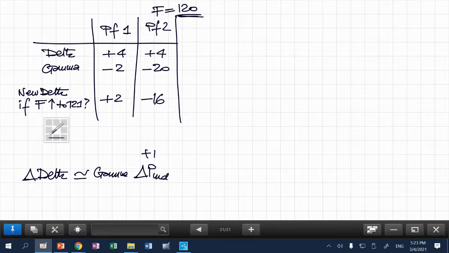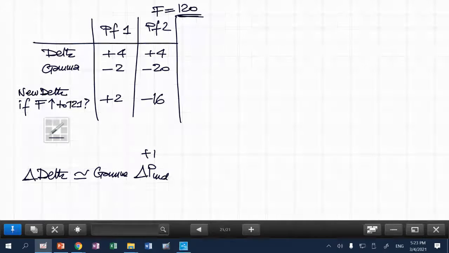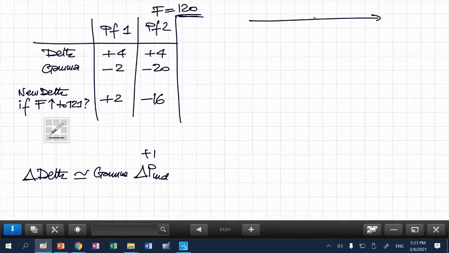Let me add another thing. So for portfolio 2, I start with positive delta and end up with negative delta. Imagine I ask you another question. Imagine the price moving from 120 to 121. There must be some point in between 120 and 121 where the delta actually becomes 0. Can you tell me at which level the delta is supposed to become 0? Think about it. To have a delta of 0, you need a change in delta equal to what? -4. So you must solve an equation in which this is -4.